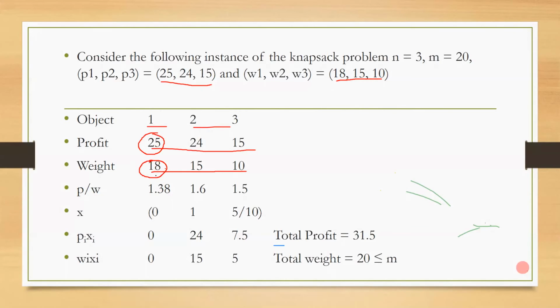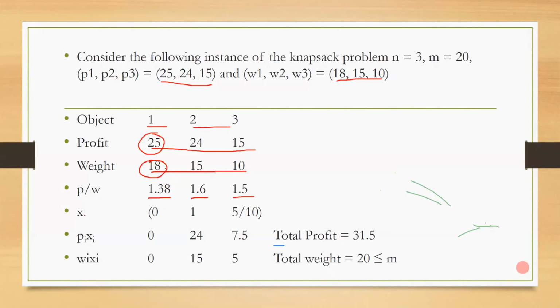So we have to calculate profit by weight for all these 3. 25 by 18 gives 1.38. You can calculate that. 24 by 15 gives 1.6. 15 by 10 gives 1.5. So these are the profit by weights. That means it is the profit for 1 kg for each of the objects. For object 1, for 1 kg the profit is 1.38. For object 2, for 1 kg it is 1.6. For 1 kg, it is 1.5 for object number 3. Okay, now we have calculated this.